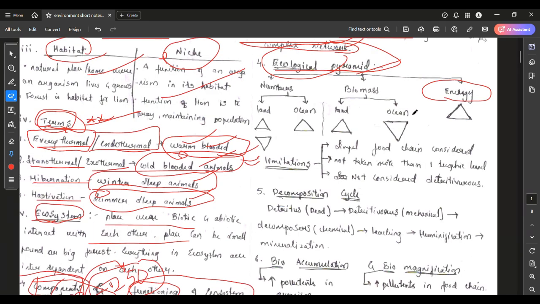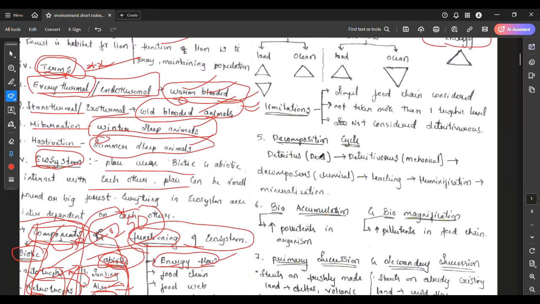Okay friends, you can also see the biomass here. I also explained about the land as well as the ocean. You can see here the decomposition cycle also. The decomposition cycle starts from the detritus. Detritus means the dead organisms, and then the detritivores. Detritivores, in the sense of earthworms, break down the dead organisms by doing mechanical work.